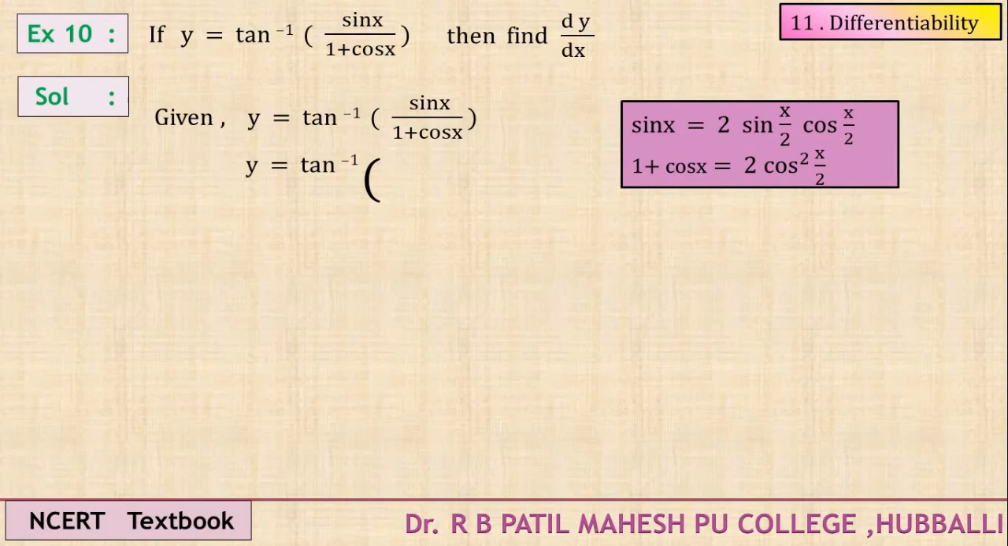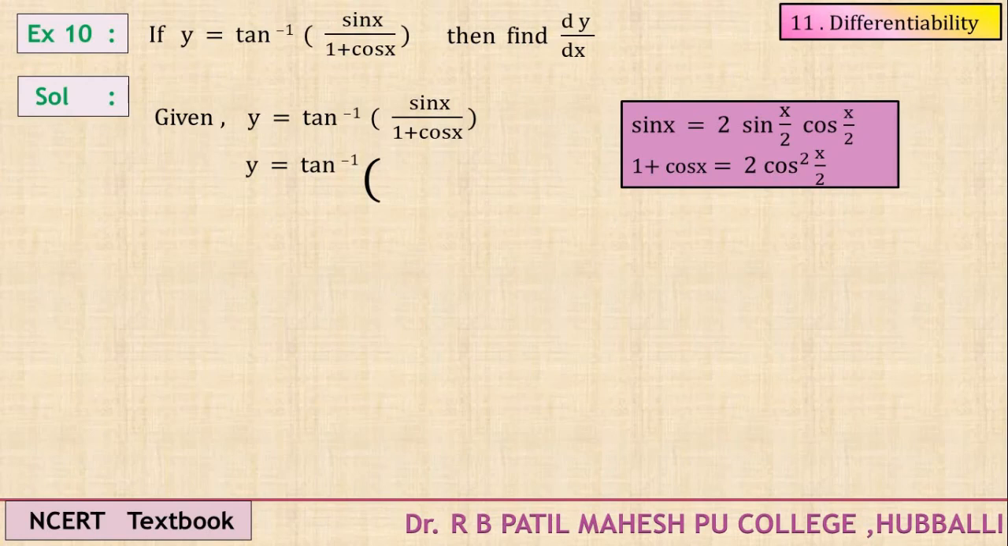So remember these two substitutions. And one more: for 1 minus cos x, it is written as 2 sin square x by 2. I am explaining the 1 minus cos x substitution, 2 sin square x by 2. So if you have the combination sin x divided by 1 plus cos x, sin x divided by 1 minus cos x, or 1 plus cos x divided by 1 minus cos x, use these identities and you will get the simplest form.